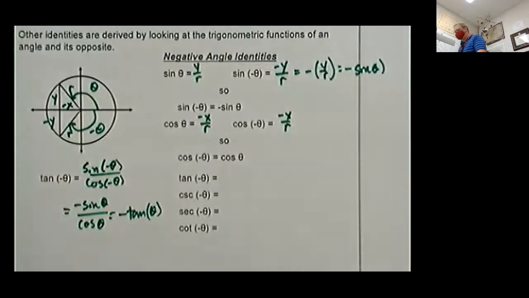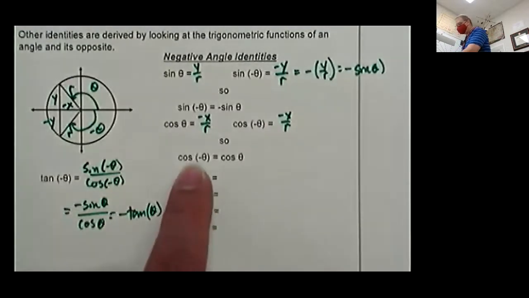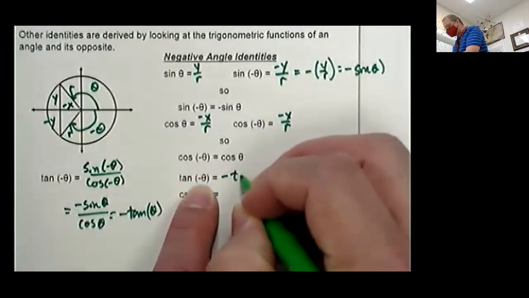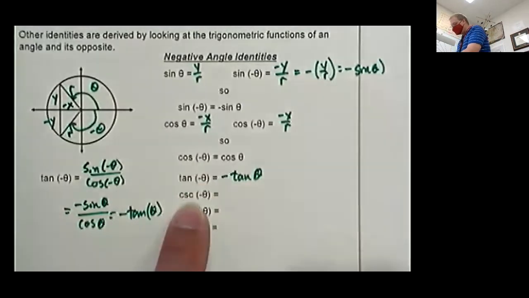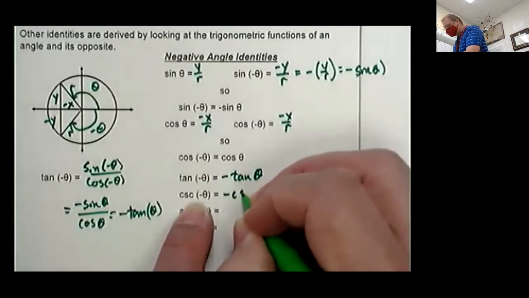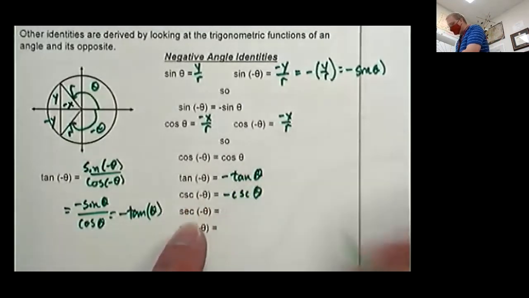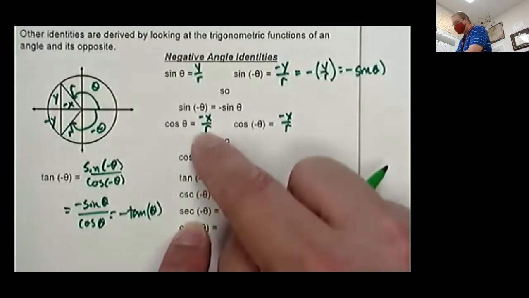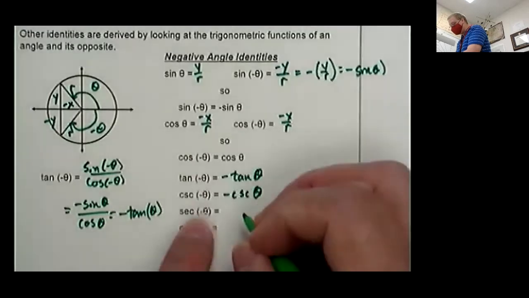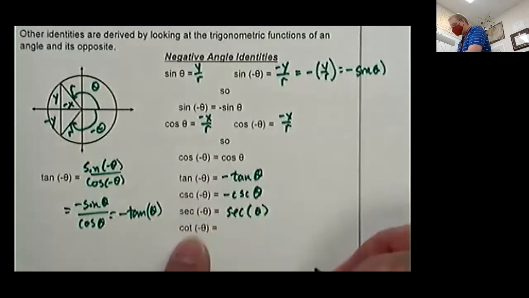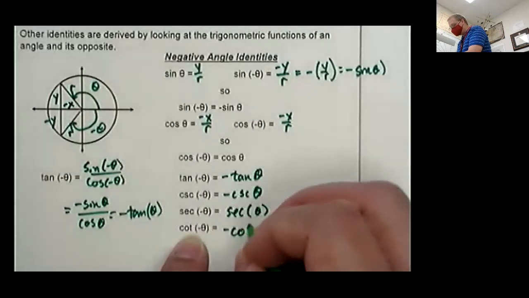And so here we go. Sine kicks the negative out front. Cosine eats the negative. Tangent kicks the negative out front. So what about cosecant? Well, cosecant is the reciprocal of sine, so it's going to do the same thing. So this is negative cosecant of theta. Secant of negative theta is the reciprocal of cosine. Cosine eats the negative, so does secant. So secant of negative theta is secant of theta. And then cotangent will be negative cotangent of theta.